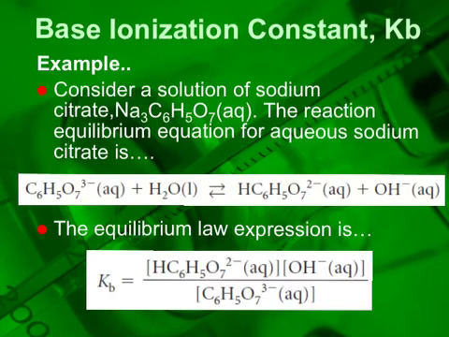So let's look at a quick example. We have a solution of sodium citrate, and the reaction for aqueous sodium citrate is denoted as such. The equilibrium expression will be the concentration of the conjugate acid, denoted here, multiplied by the concentration of the hydroxide, divided by the concentration of our weak base, citrate.